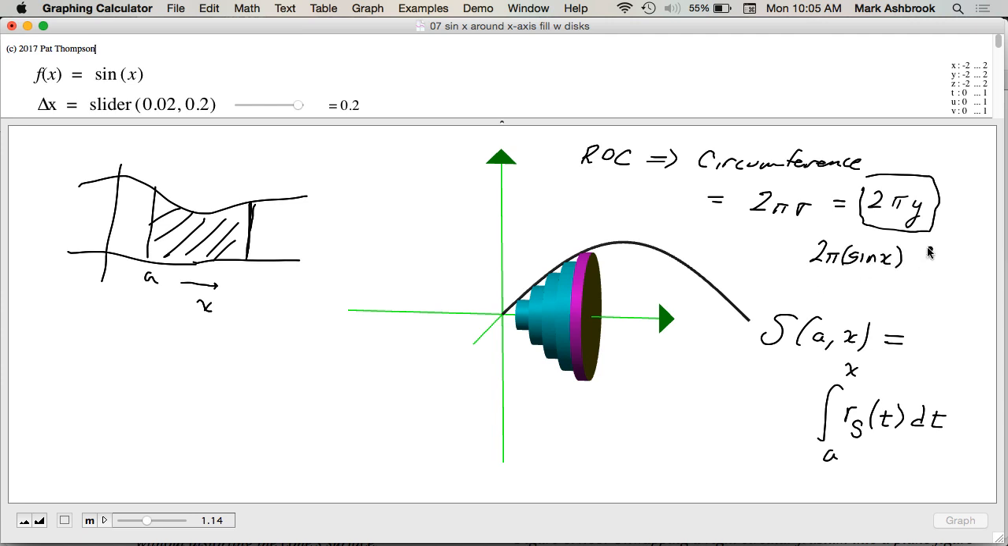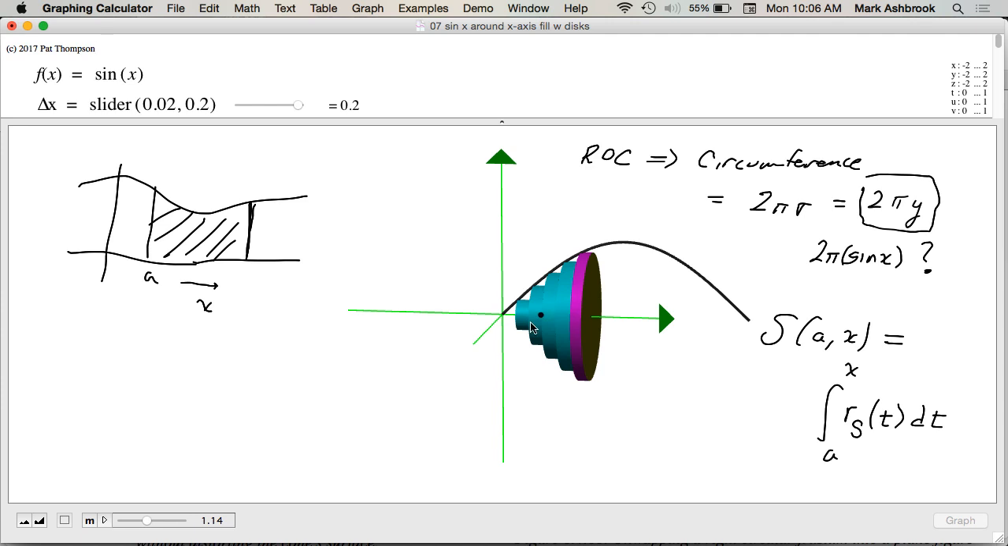Okay, so, is it right? It's consistent with what we've done before, right? So this outer ring, as that ring grows, that's going to be our rate of change of surface area. Just like this line was our rate of change of area, and that black disk was our rate of change of volume.